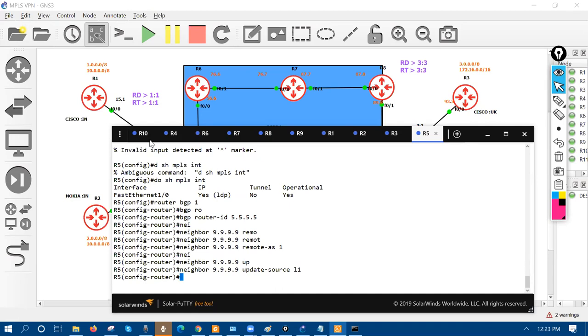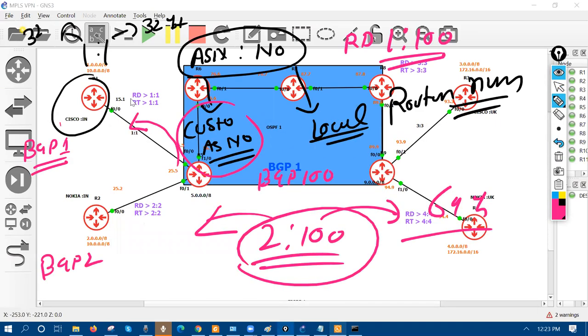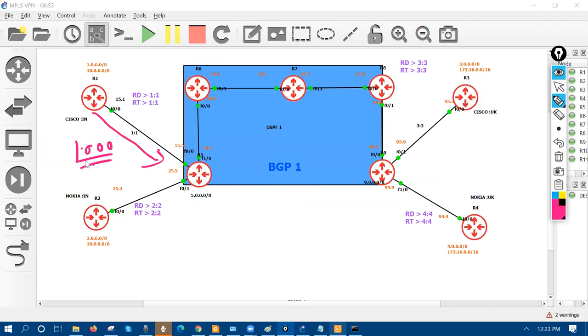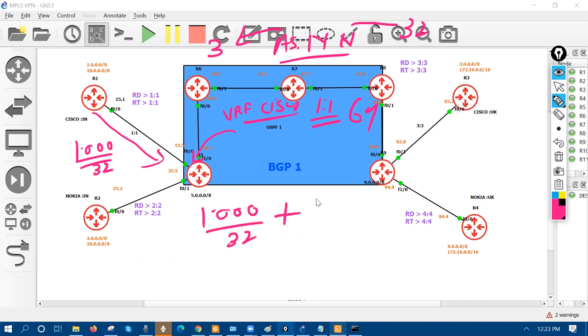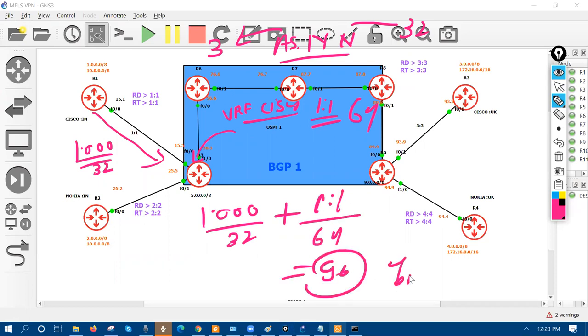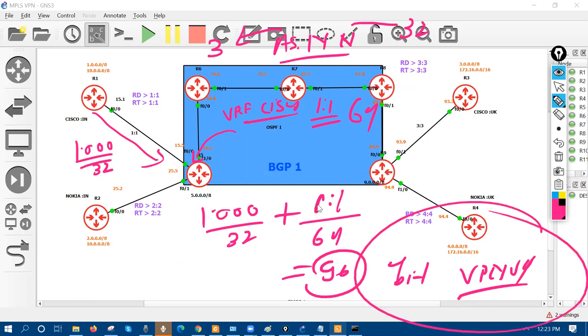Because whatever route is coming to me from this customer, say 1.0.0.0, is 32 bits. And what RD value have I defined on this VRF? 1:1, the ASN number, right? 32 bits plus 32 bits, total 64 bits. So 1.0.0.0 plus 1:1, the 64 bits, total will be a 96-bit route. This 96-bit route is known as a VPNv4 route. I need to exchange this VPNv4 route through BGP, so we need to form the VPNv4 neighborship, not the IPv4 neighborship.